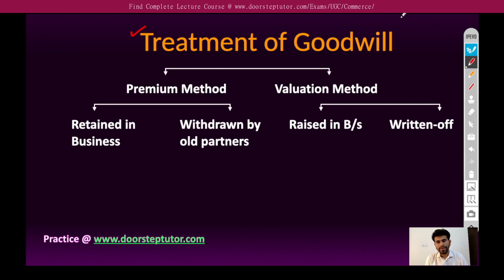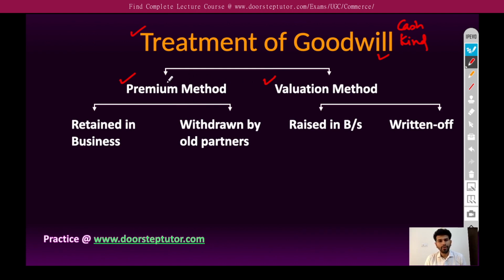At the time of admission of a new partner, the incoming partner will bring capital as well as the amount of goodwill either in cash or in kind. So, there are two methods of treatment of goodwill: premium method and valuation method.